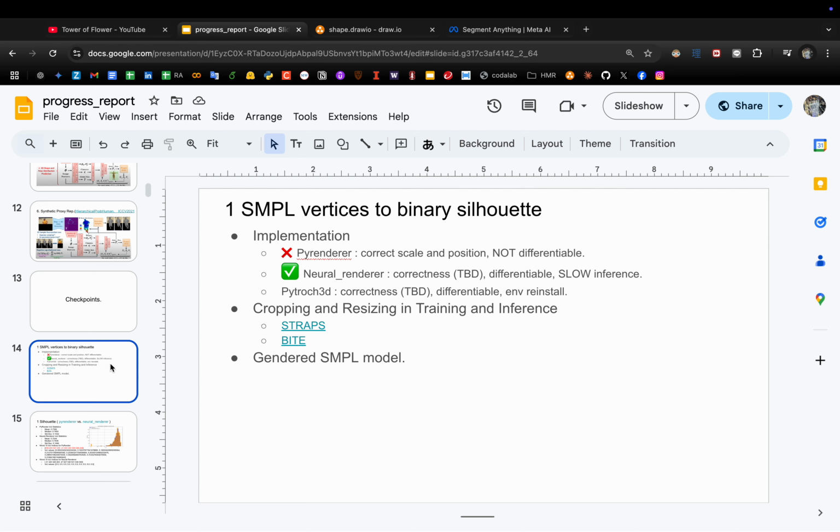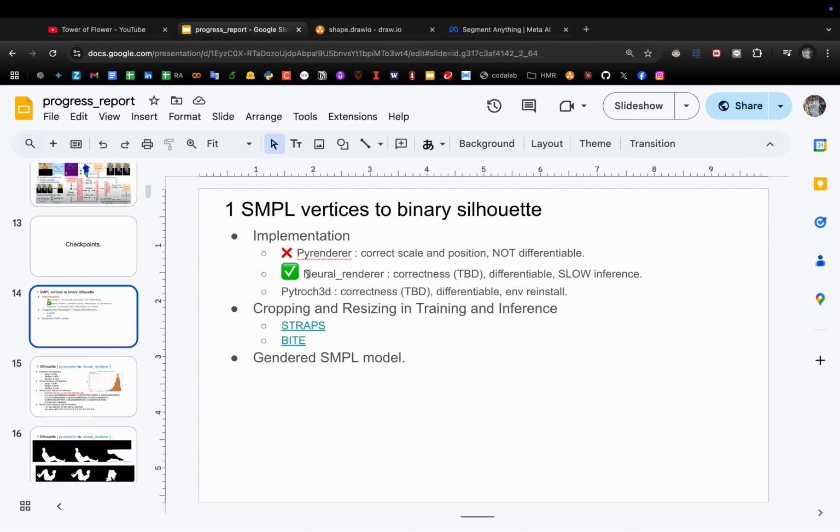So the current task is to use the second one, the neural renderer, and verify its correctness. Since this neural renderer is differentiable, we can use it to update our SMPL parameters. But it may suffer from slowness in inference. That's the next task we need to tackle. But first, let's verify the correctness of the neural renderer.